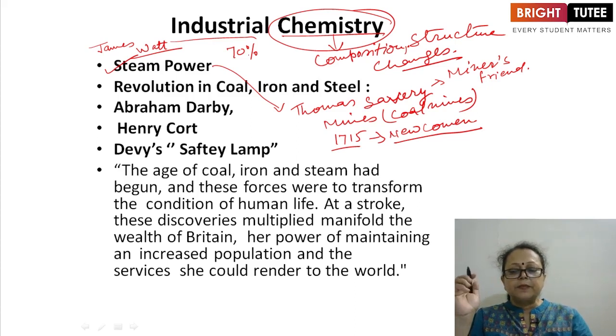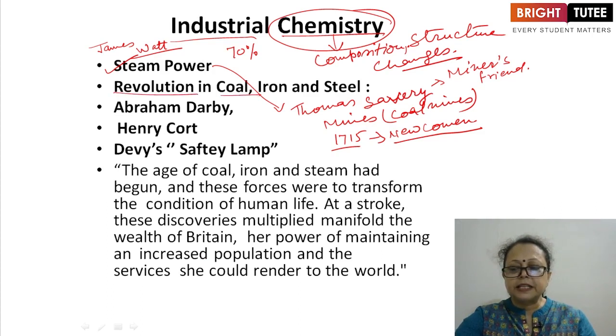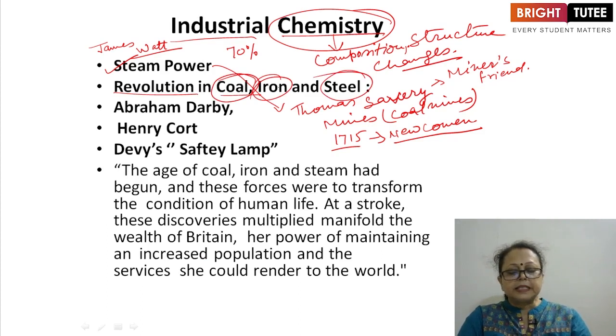Then comes the revolution in coal, iron and steel. What revolution was experienced in coal, iron and steel? Inside this, we have to discuss the contributions of Abraham Darby, Henry Cort, and Davy's safety lamp. The coal, iron and steel industry also witnessed a revolution. In the early 18th century, Abraham Darby, three Darbys were there.